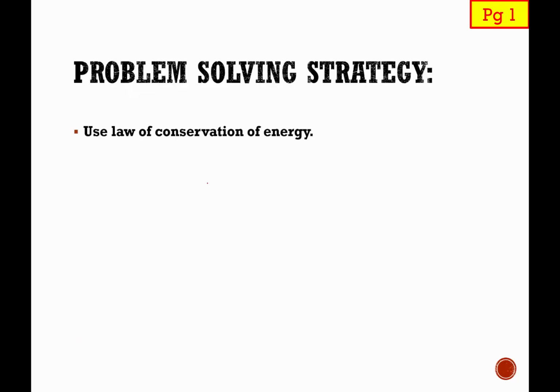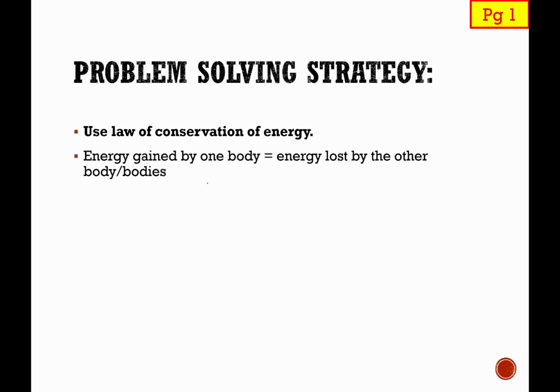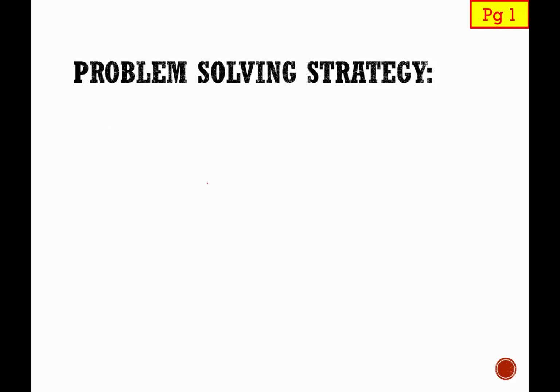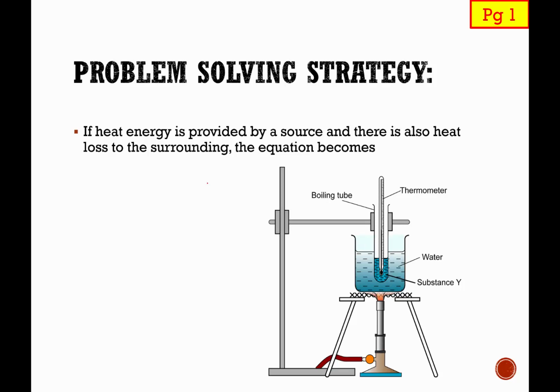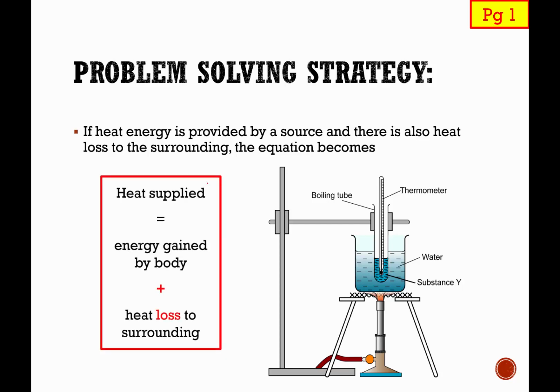The way to solve this kind of question is all very standard. We will essentially always be using conservation of energy. So basically, energy gained by one body is equal to energy lost by the other body or bodies. So if heat is provided by a source and there's also heat lost to the surrounding, for example, boiling water, which is at a higher temperature than the surrounding, so heat is lost from the water to the surrounding. So for questions like this, the conservation of energy equation becomes heat supplied is equal to energy gained by the body plus heat lost to the surrounding.